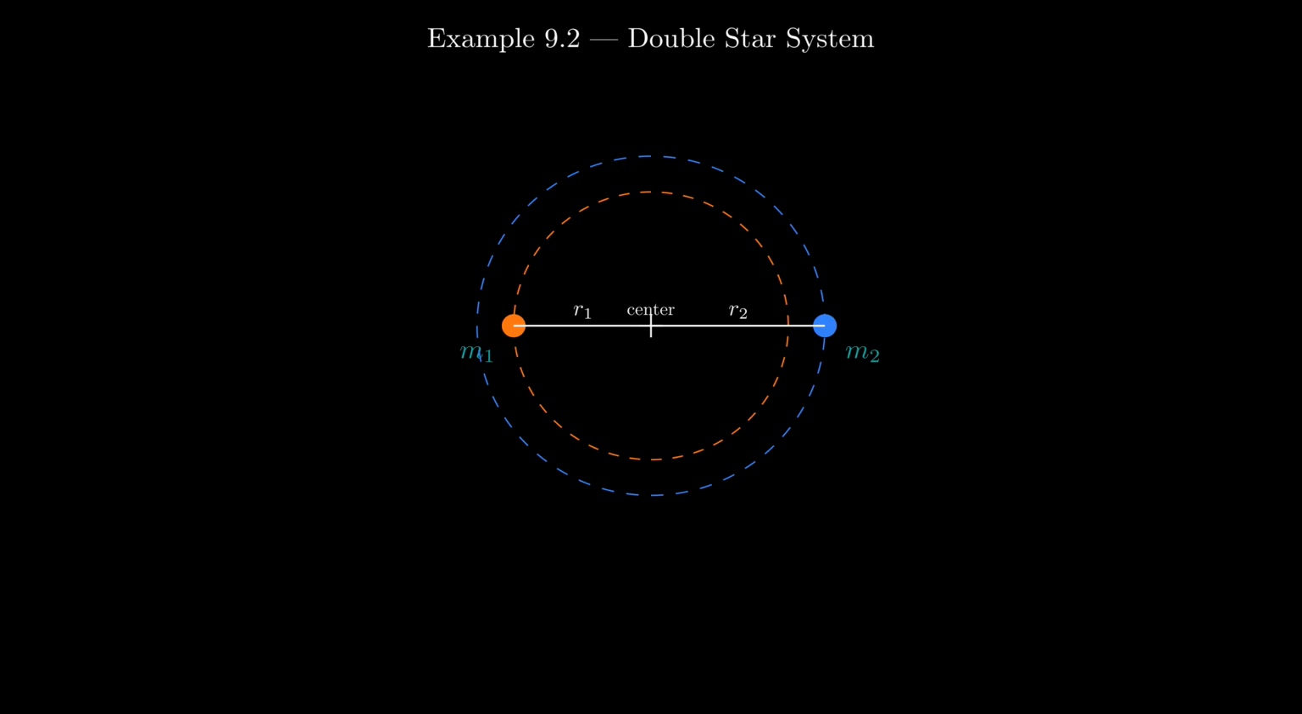Because that separation never changes, the line joining the two stars always passes through one fixed point. Each star traces its own circle about this common point.